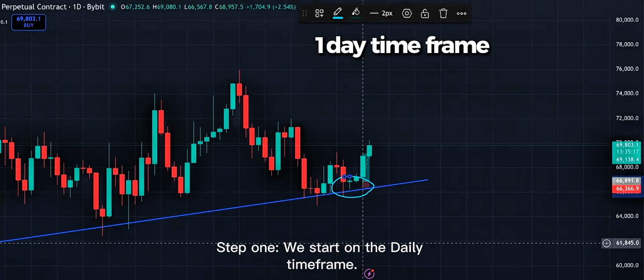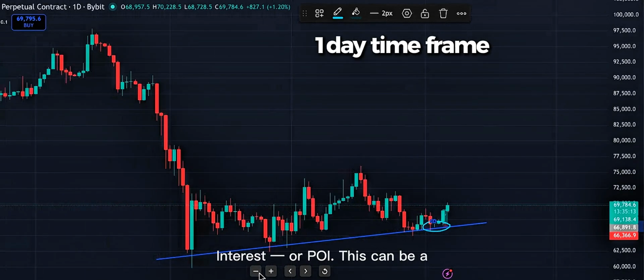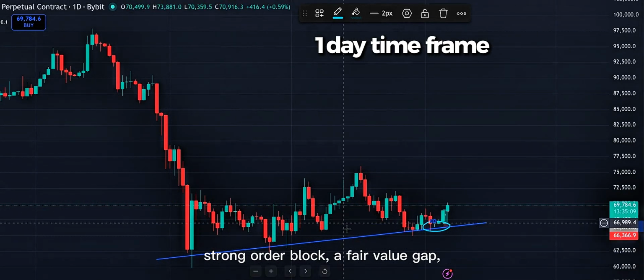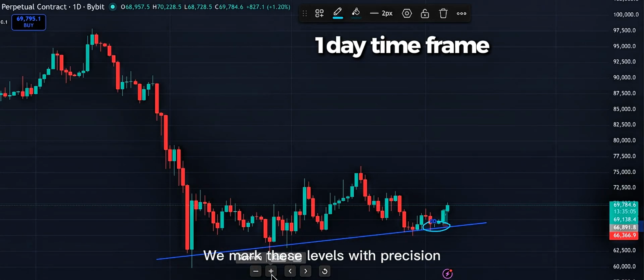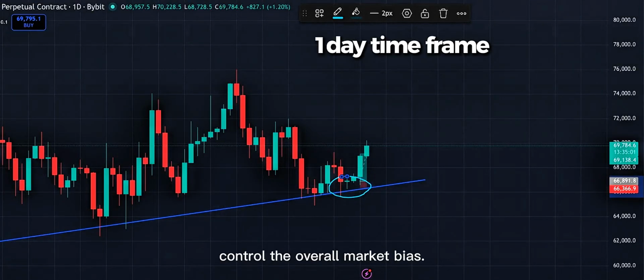Step 1. We start on the daily time frame. This is where we identify our point of interest, or POI. This can be a strong order block, a fair value gap, a previous day high or low, or a major supply-demand zone. We mark these levels with precision because higher timeframes control the overall market bias.